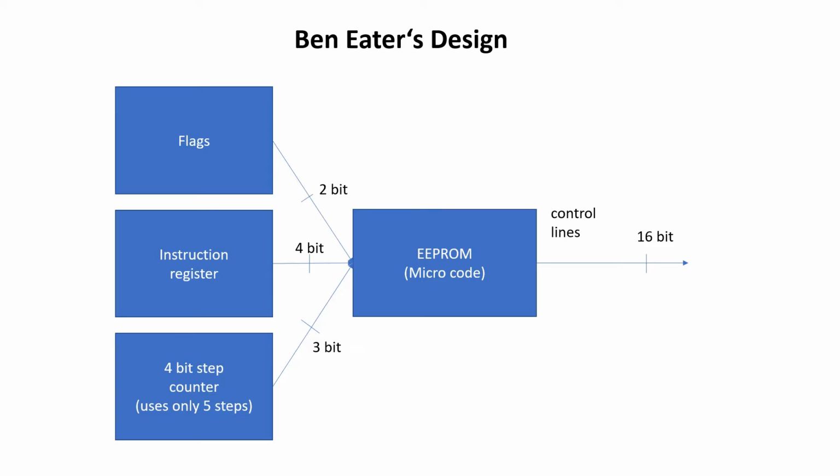All that put together leads to Ben Eater's design. I have a more simplified version of that design here on my screen. There are the flags, which are two flags in Ben Eater's case, the zero flag and the C, the carry flag. Those are 2 bits of the address lines. Then there is the instruction register, where in Ben Eater's design there's only a 4-bit instruction, say 16 different instructions.